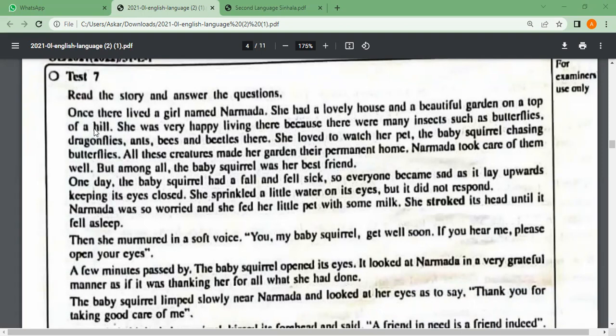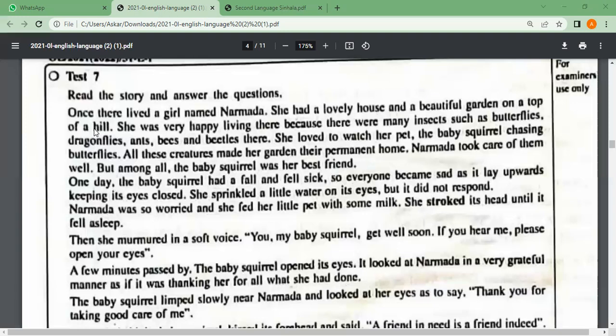One day, the baby squirrel had a fall and fell sick, so everyone became sad as it lay upwards, keeping its eyes closed. So she sprinkled a little water on its eyes, but it did not respond. Narmada was so worried, and she fed her little pet with some milk. She stroked its head until it fell asleep. Then she murmured in a soft voice, "You, my baby squirrel, get well soon. If you hear me, please open your eyes."